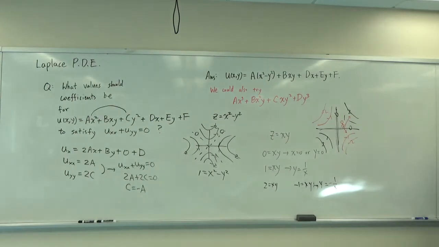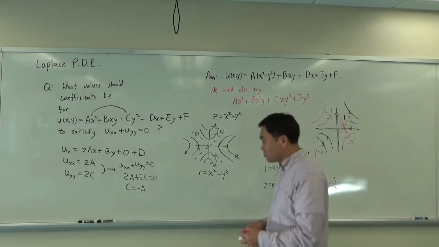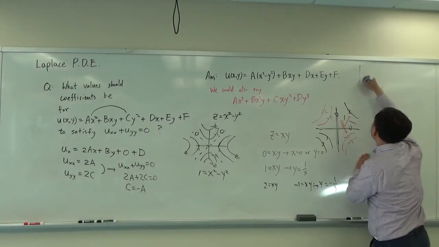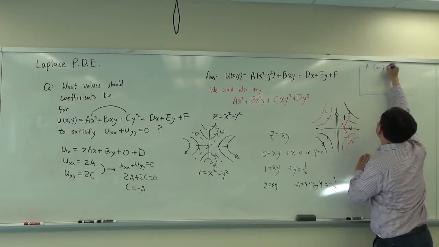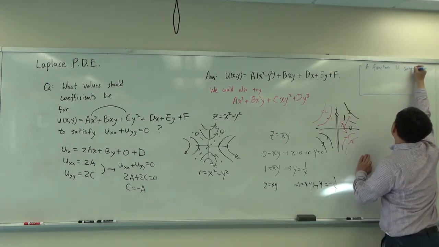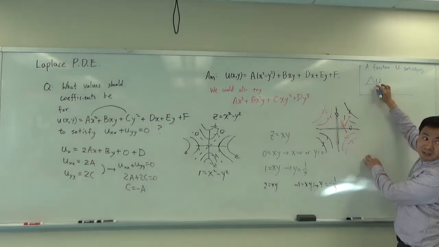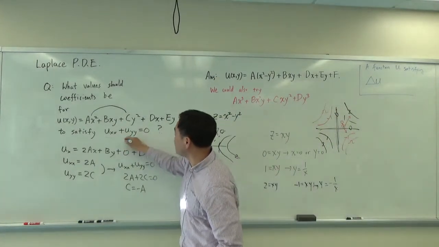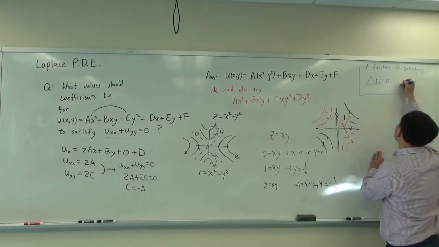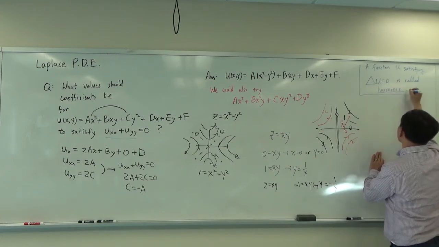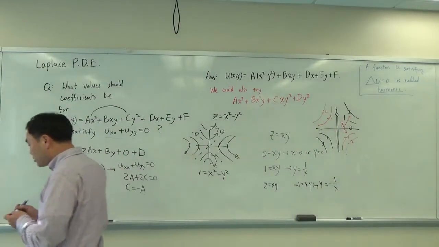So what we see is a typical type of graph. Oh, by the way, I should have said something about this U. So maybe I should say here: a function U satisfying, you remember this shorthand for UXX plus UYY? If this is equal to zero, it is called harmonic. A function is harmonic if it's a solution to the Laplace equation.